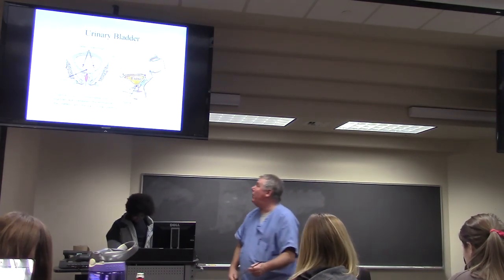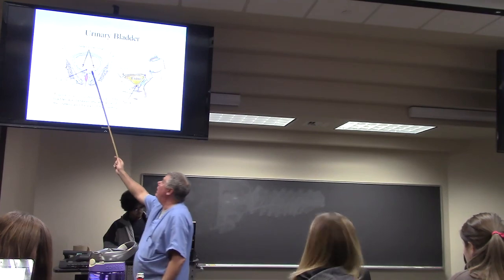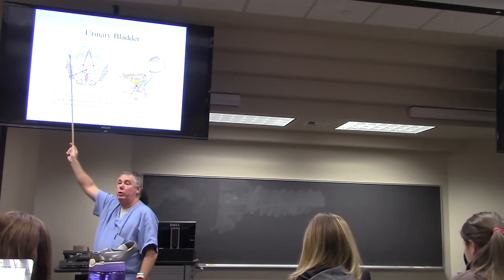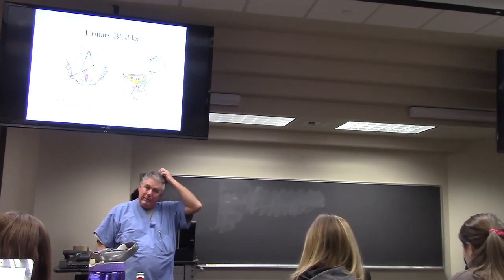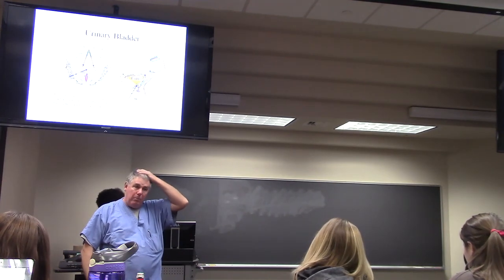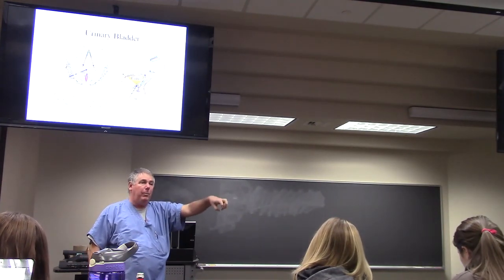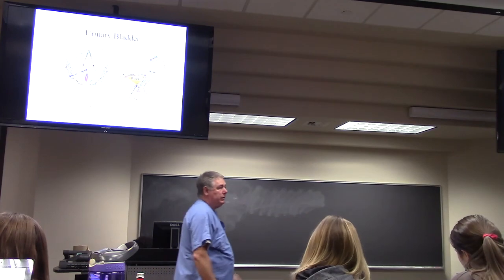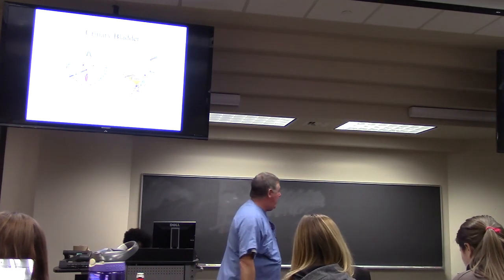The contractile part of the bladder, all of this stuff up here, is called the detrusor. D-E-T-R-U-S-E-R. Detrusor muscle is the contractile part of the bladder. The trigone is not.